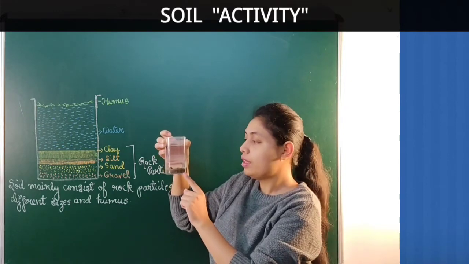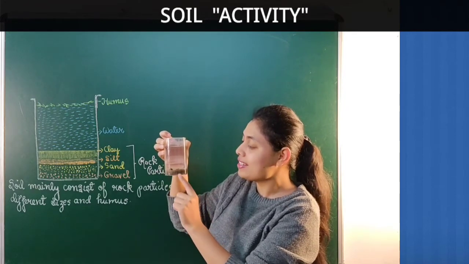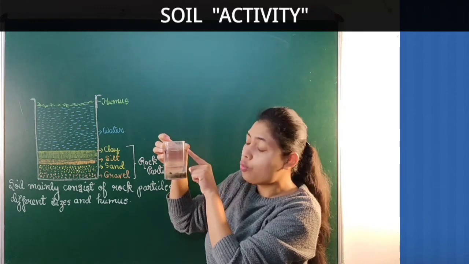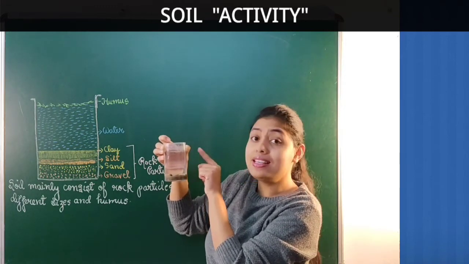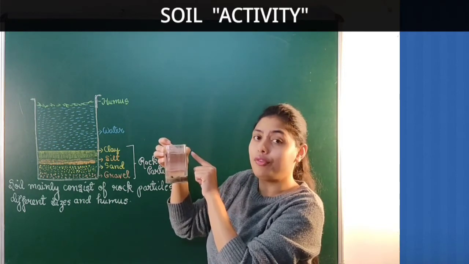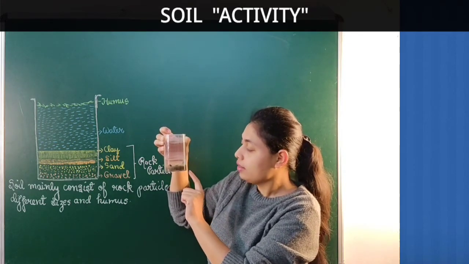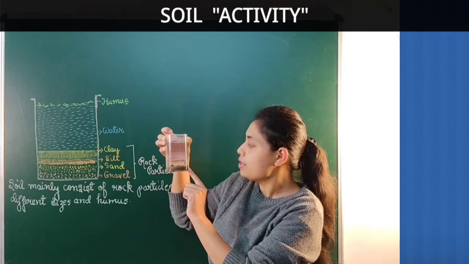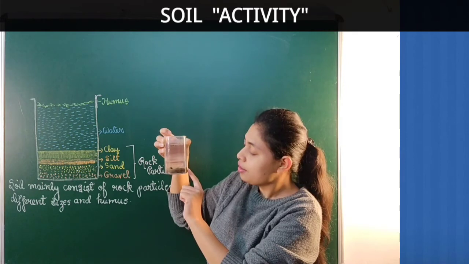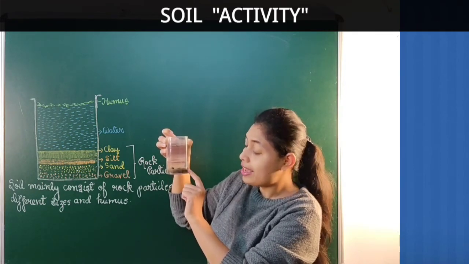Children, just look after 12 hours. As you can see, the soil has settled at the bottom of the glass and humus is floating on the surface of water. Why? Because humus is the lightest in weight, so it is floating on the upper surface of water. Whereas, if you see the soil, the lower 3 layers are made up of gravel, sand and slate. And this fine particle of rock, which you can see over here, is clay.